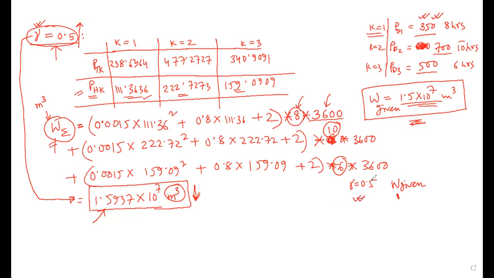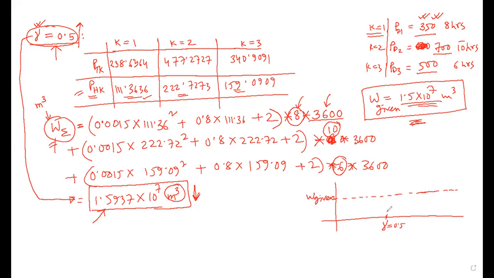Sorry, for 0.5, you are higher, not lower. So this is the scale. Let's say this is your gamma 0.5. For gamma 0.5, you get some W, and this is your line, W given. This is your target line.